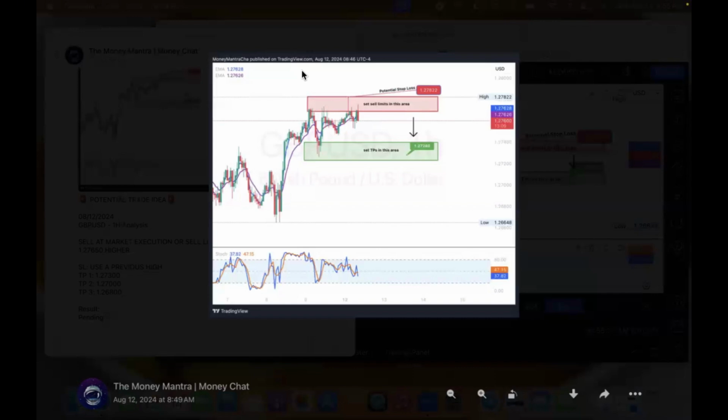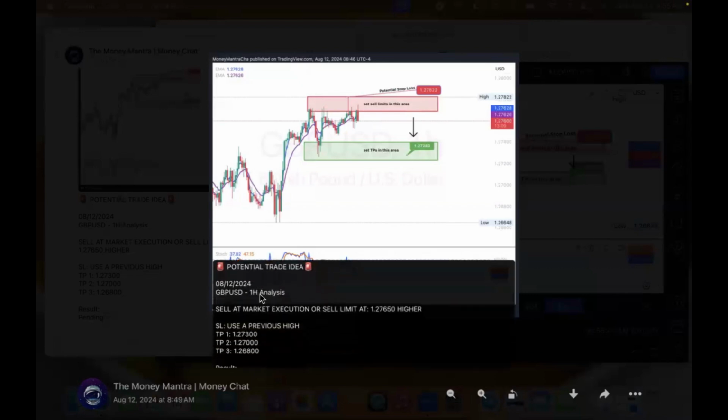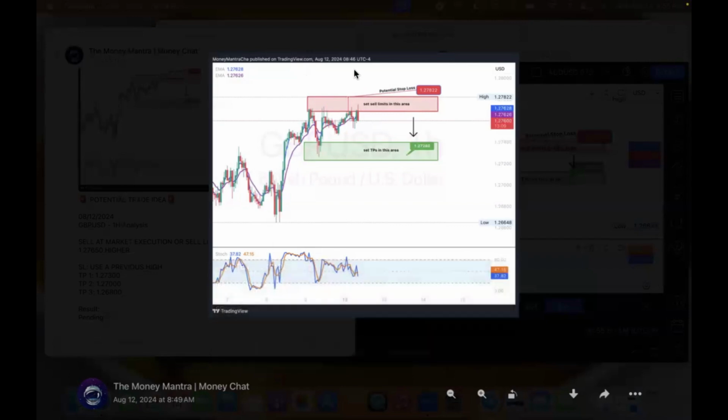So for this trade idea, it was for a potential sell. And the reason why I chose sell, I'll get into once we're actually on TradingView. So here was my analysis. I looked at this on the 1 hour chart, we could tell from the watermark. And this trade was also posted on August 12th, 2024, which we can tell from the timestamp on the screenshot from TradingView.